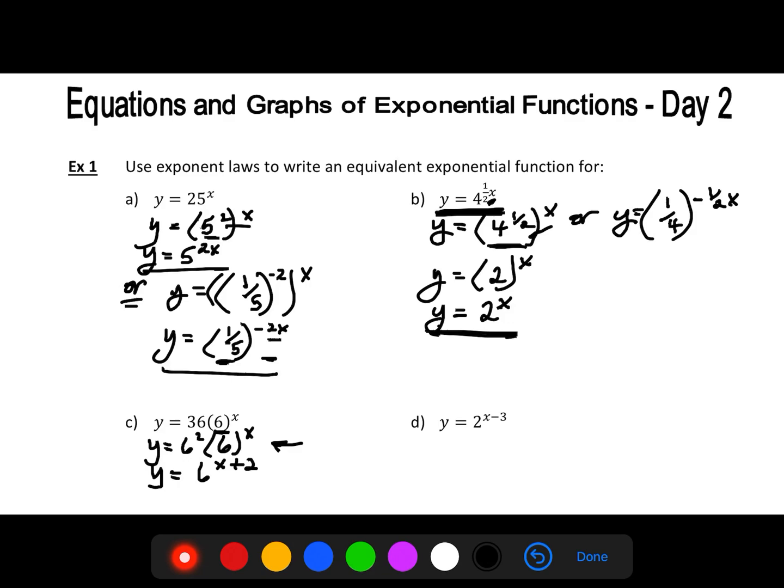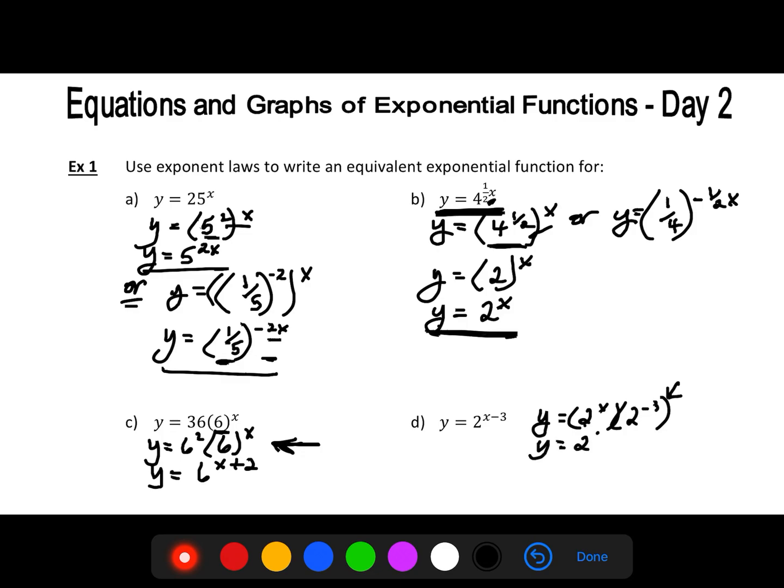Well, in part D, we can do the opposite. So since we have x and negative 3 added, remember we can think about minus 3 as plus negative 3, that means that we can separate those two parts of our exponent. So we're going to have 2 to the power of x times 2 to the power of negative 3, each having its own base. So the opposite of what we did over here, we added our exponents. Well, now we're going to separate what was added into their own exponent.